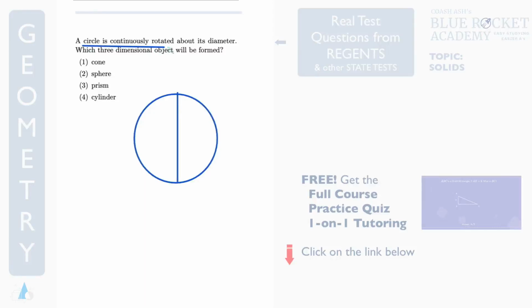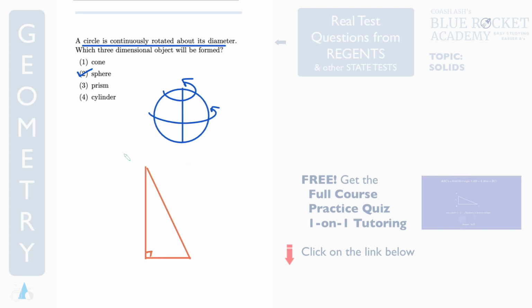Here, a circle is rotated about its diameter. So here's a diameter and you're rotating it about it. It's almost continuously rotating like this, almost like the earth is going around. And of course the earth is a sphere, and so the circle, when it's rotated, looks like the earth, a sphere, as the correct answer.